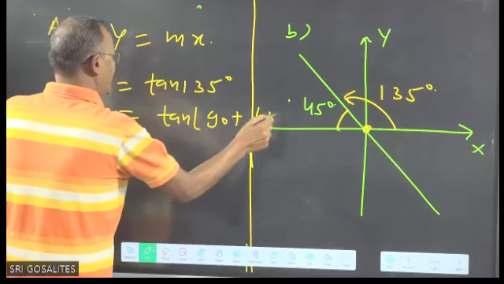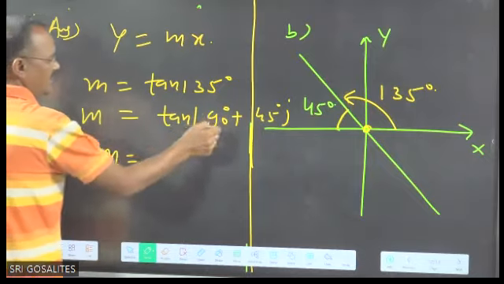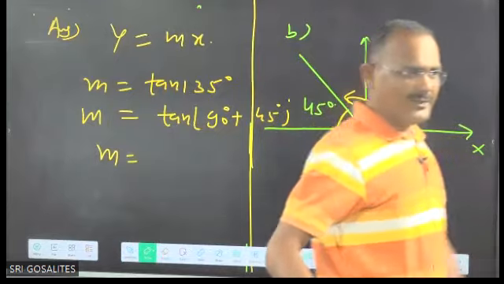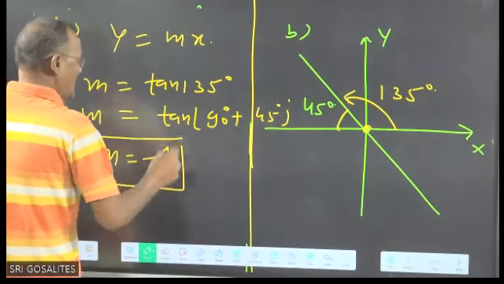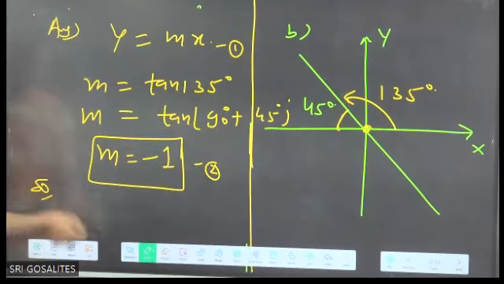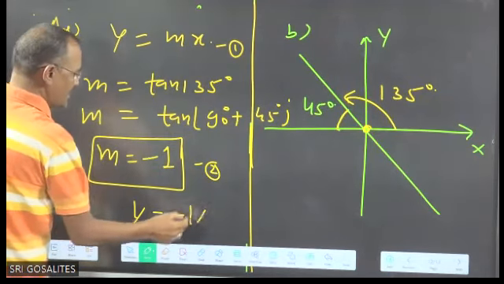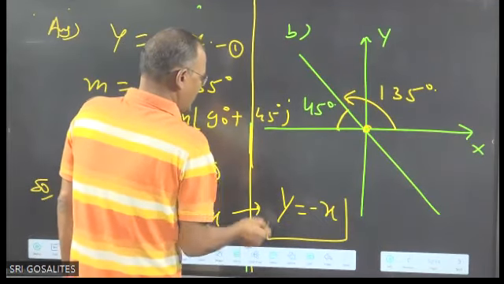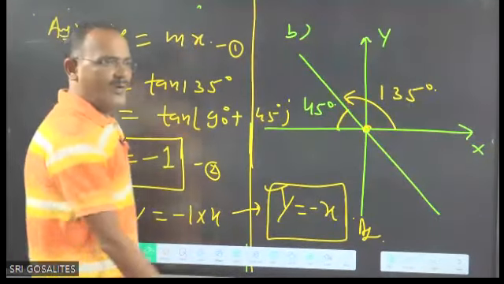90 plus 45. What is this then? Come on. 90 plus. We are going in the second quadrant. Understand? tan is negative there. So it's going to be -1. So the equation of the line: y is -1 into x. Means y equals -x. That's the answer.